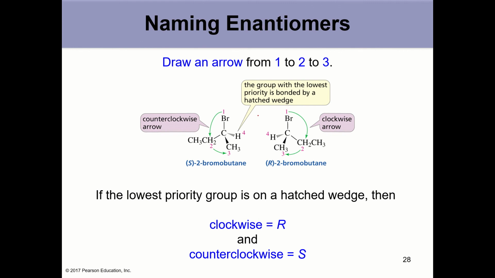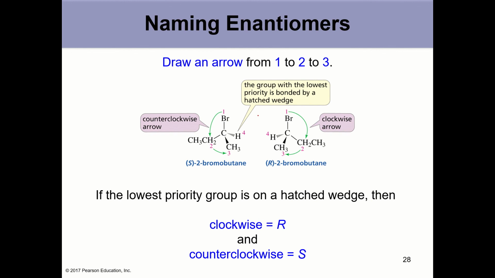Naming of enantiomers. Draw an arrow from 1 to 2 to 3. Leave 4 off. Do not draw an arrow to 4. The rule is that we cannot pass 4 on the way to 2.